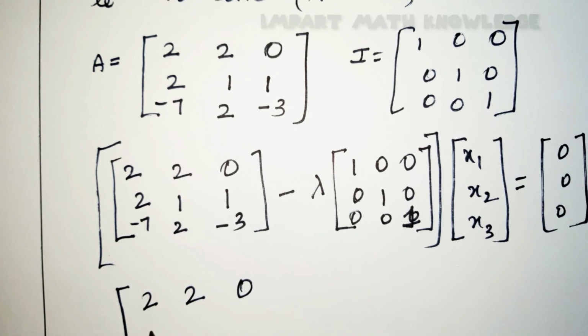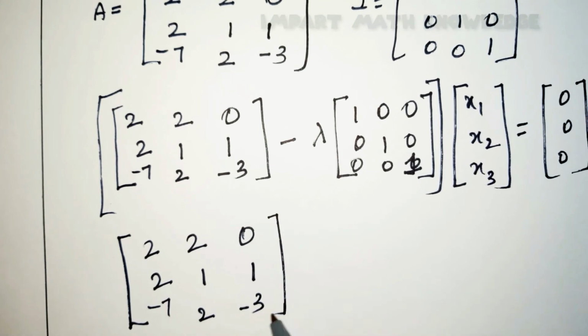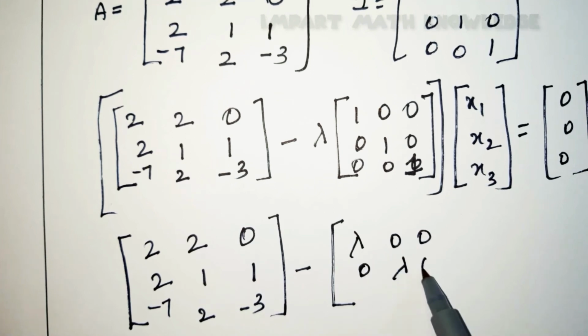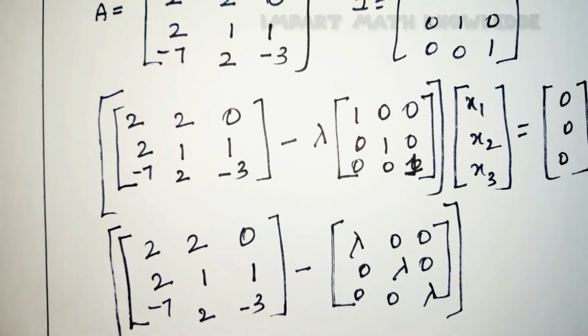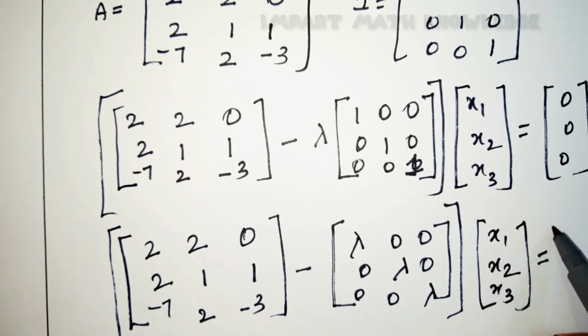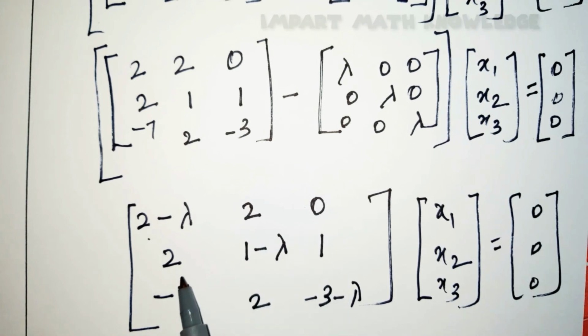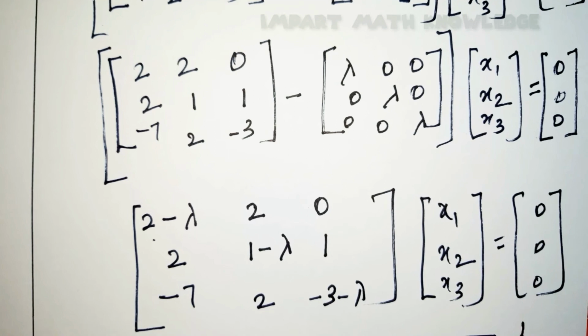[2, 2, 0; 2, 1, 1; -7, 2, -3], minus lambda operating inside [lambda, 0, 0; 0, lambda, 0; 0, 0, lambda]. Outside you put [x1, x2, x3], which is equal to [0, 0, 0]. This can be written as [2 minus lambda, 2, 0; 2, 1 minus lambda, 1; -7, 2, -3 minus lambda]. You take this as equation number 1.